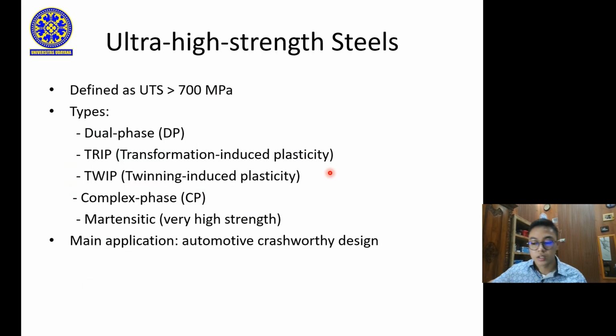So ultra high strength steels are defined as steels with tensile strength above 700 megapascals. This includes the dual phase, TRIP, TWIP, complex phase, and martensitic steels. The applications are various, from automotive to other crashworthy designs.